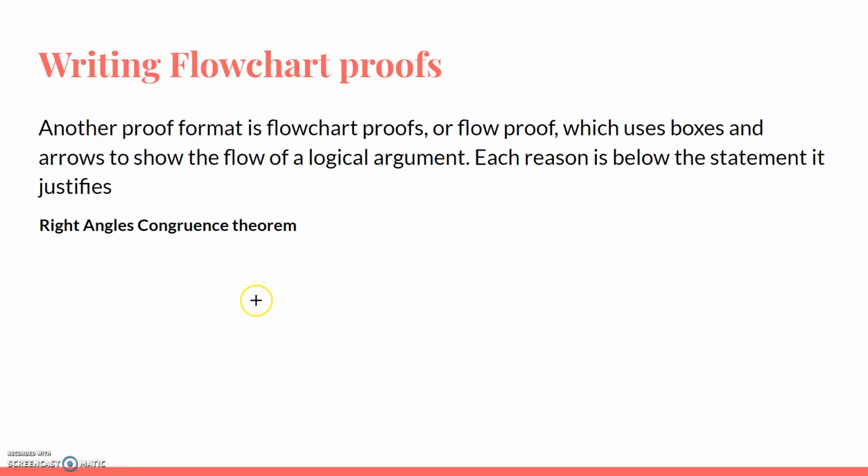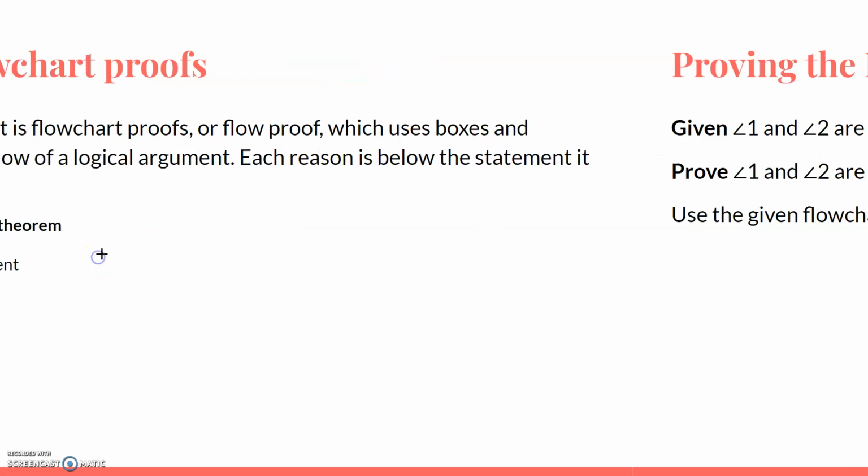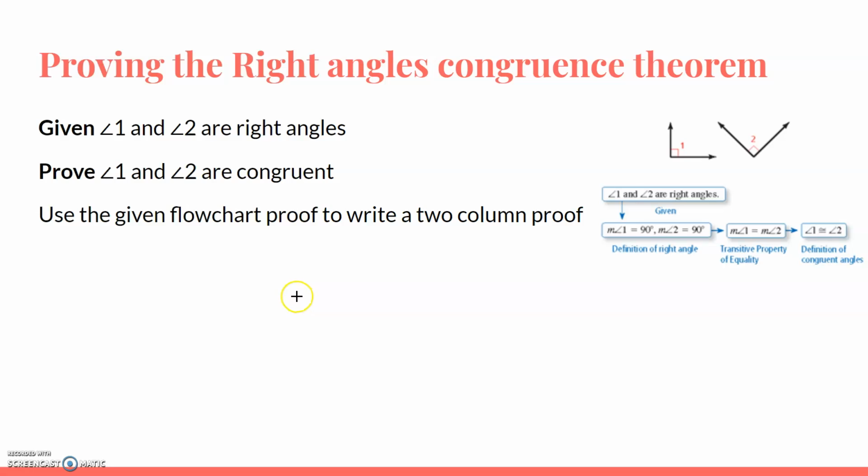Alright, and after that, let's take a look at the right angles congruence theorem. This says that all right angles are congruent. That's it. Okay, so proving the right angles congruence theorem: you're given that angle 1 and 2 are right angles, and you have to prove that angle 1 and 2 are congruent. You have to use the given flowchart proof to write a two-column proof. Pause the video, give it a shot, come back for the right answer.